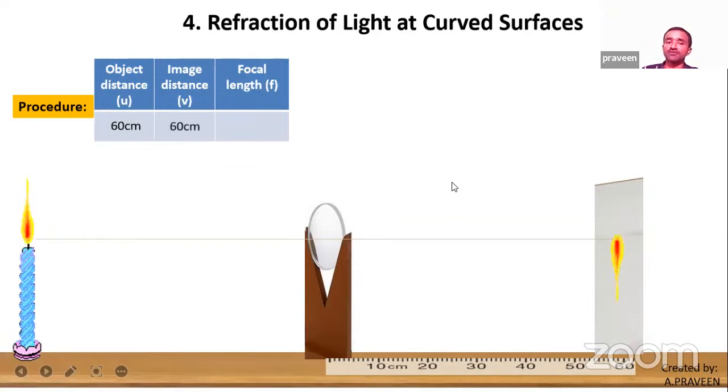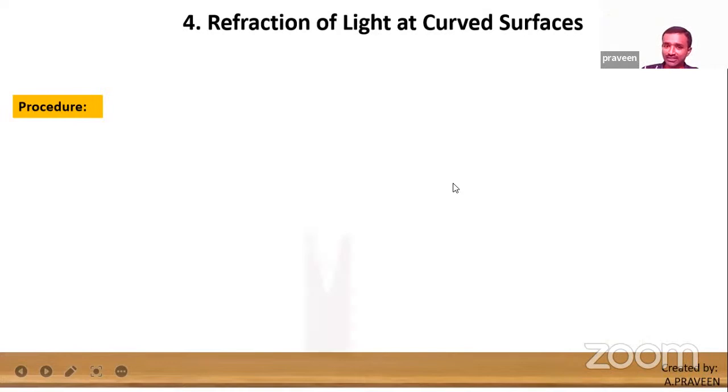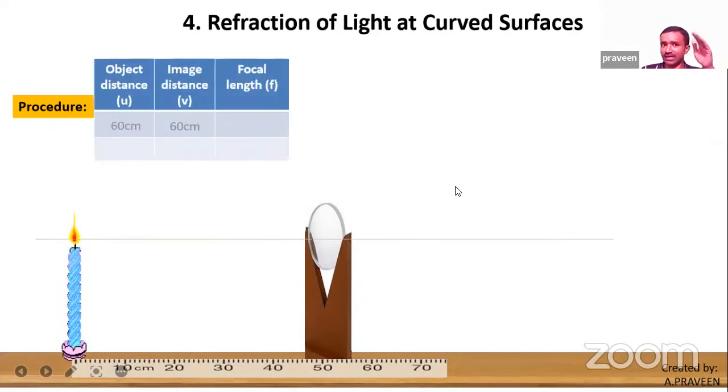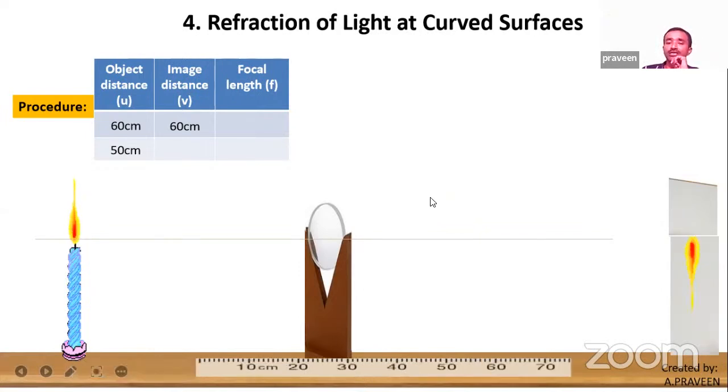Then change the position of the object. Now I am placing the object exactly at 50 centimeters from the lens. Same thing, it is lying above the principal axis. Then note down the object distance, 50 centimeters. Then move your screen to the other side of the lens, and you obtain the image on the screen. Now observe the characteristics and measure the image distance.